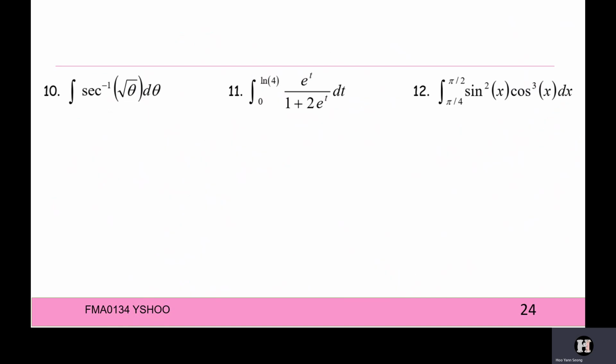Then we have this one. If you look at this one, definitely you will know that it is not in your Maths 2, it's in your Maths 3. It's going to be in your chapter 4. So normally we go to chapter 4 later. Then you look at this one: e to the t over 1 plus 2 e to the t, and nothing else. So definitely it's not partial fractions, it's not integration by parts, so it's substitution.